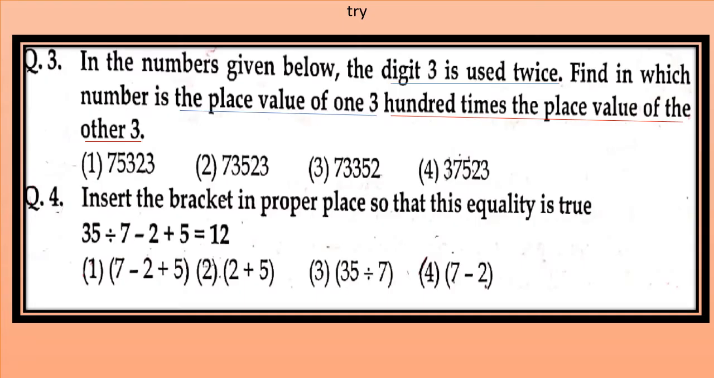Question 3. In the numbers given below, the digit 3 is used twice. Find in which number the place value of one 3 is 100 times the place value of the other 3. In these options, digit 3 is used twice. You have to find the number in which the place value of one 3 is 100 times the place value of the other 3.